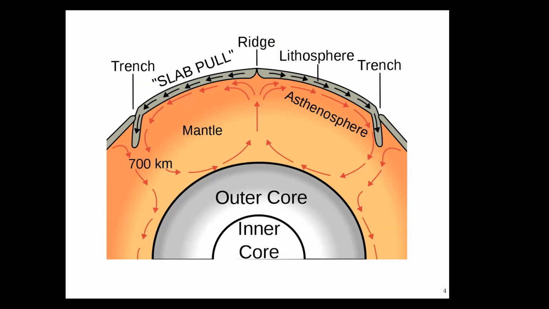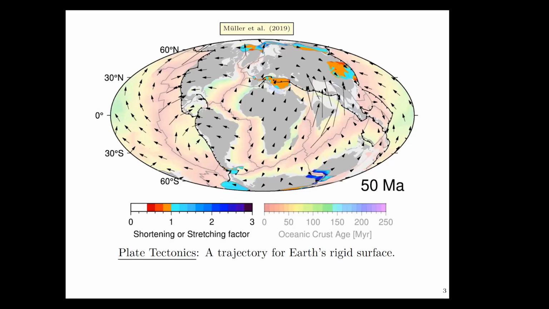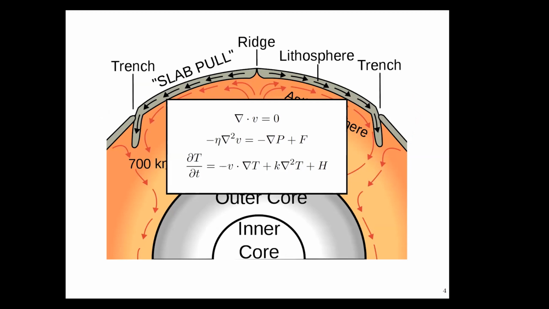Now, if you want to go beyond these cartoons and describe the motions within the mantle, we have to solve certain conservation equations. So we have the two conservation equations of momentum and mass, which describe an instantaneous balance. And then we have the conservation equation of energy, which describes the time evolution of mantle convection.